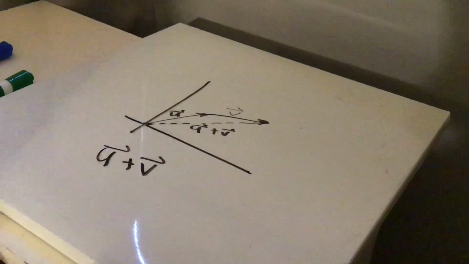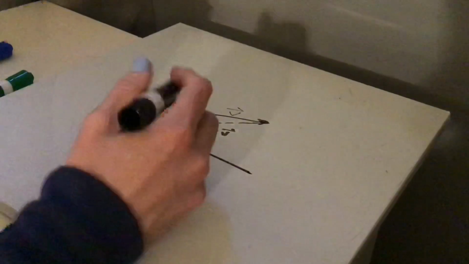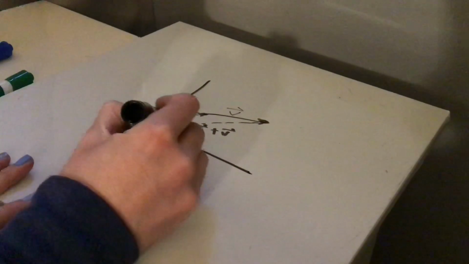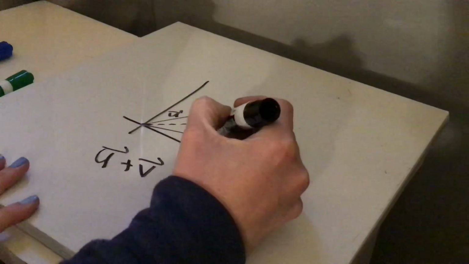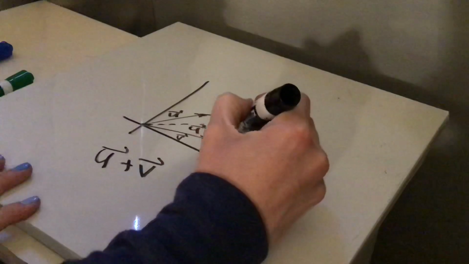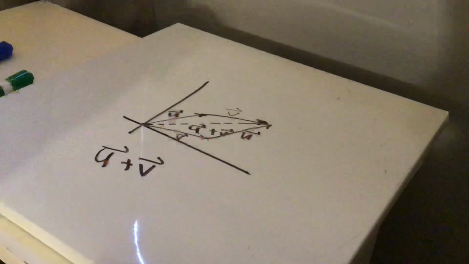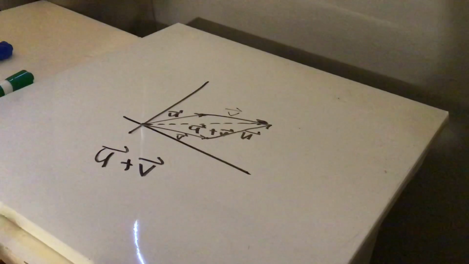Okay? The parallelogram method has you drawing your first vector here, and then putting both vectors starting at the initial point, and then drawing in both vectors to form a full parallelogram, okay?